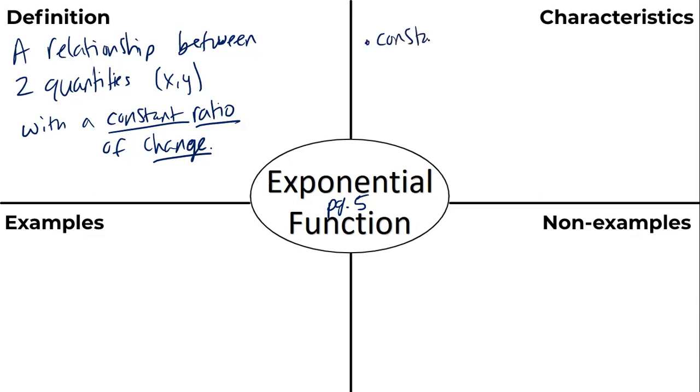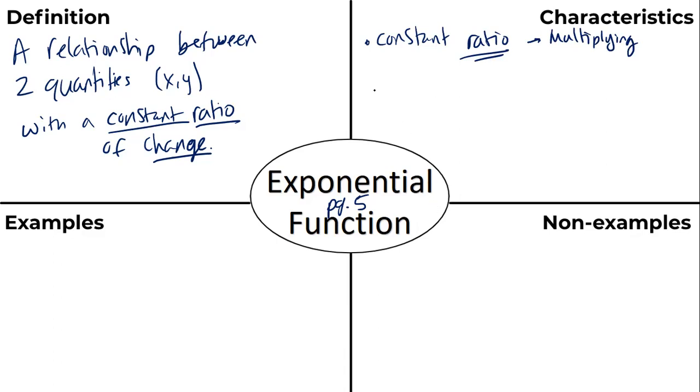So constant ratio is our key thing here, and that means that we are multiplying. Do we all know that division is the same as multiplication, right? It's just multiplication of a fraction. When you're dividing, you're just multiplying by a fraction. So when I say multiplying, that also means that it could be division. Does that make sense?